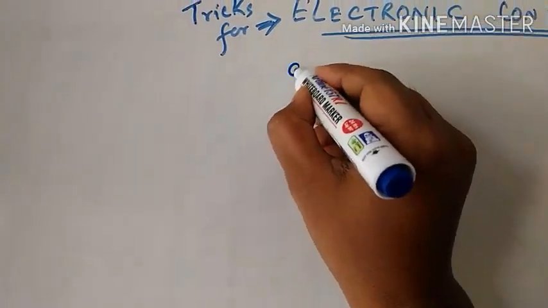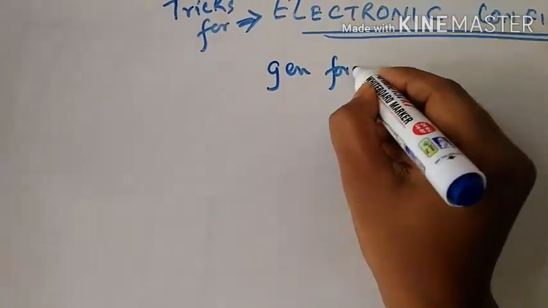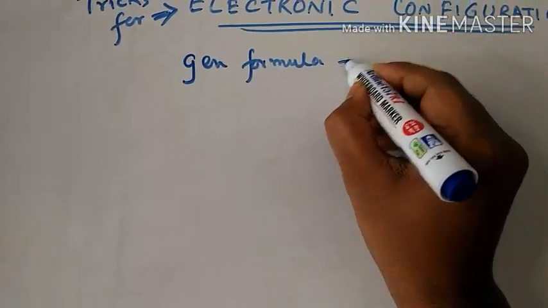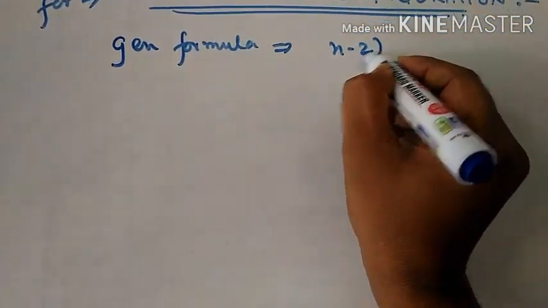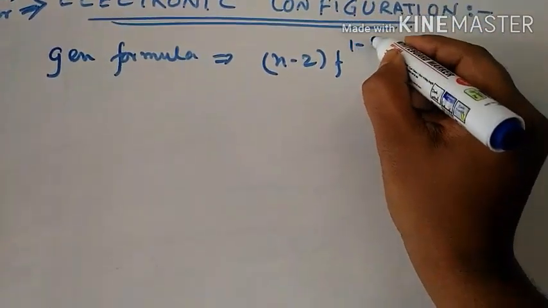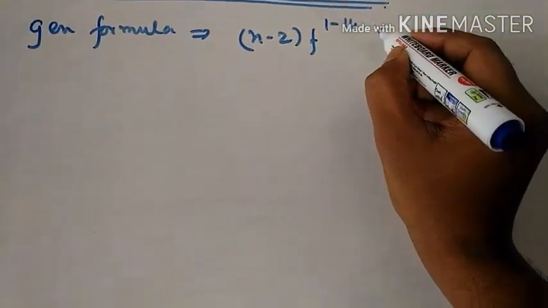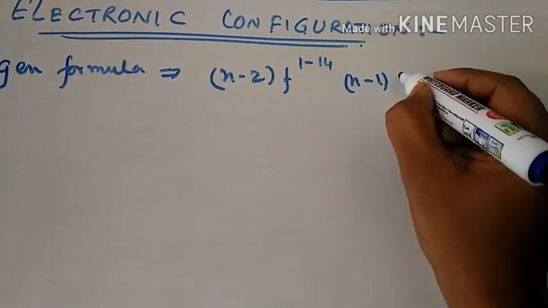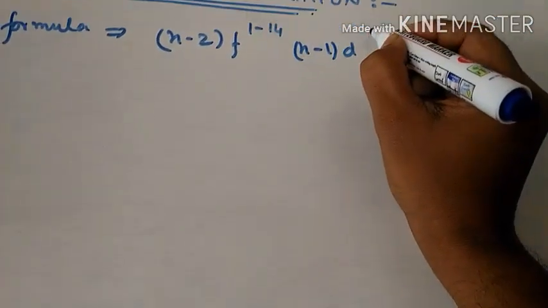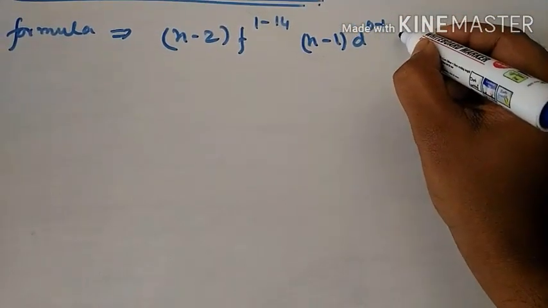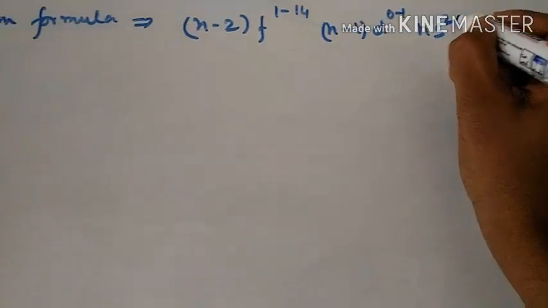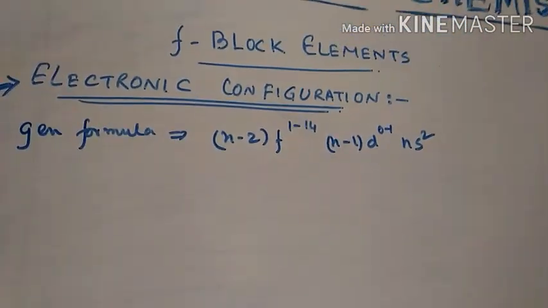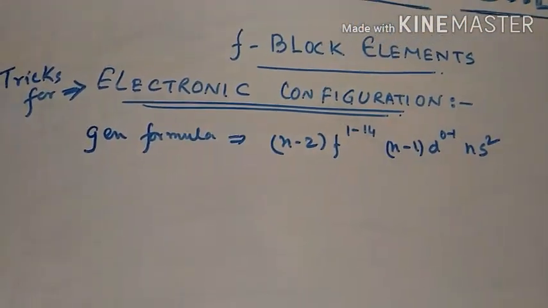Okay, now the general formula, I am writing it down. General formula for F block elements is (n-2)f1 to 14, (n-1)d 0 to 1, ns2. Okay, this is the general formula for the F block elements.